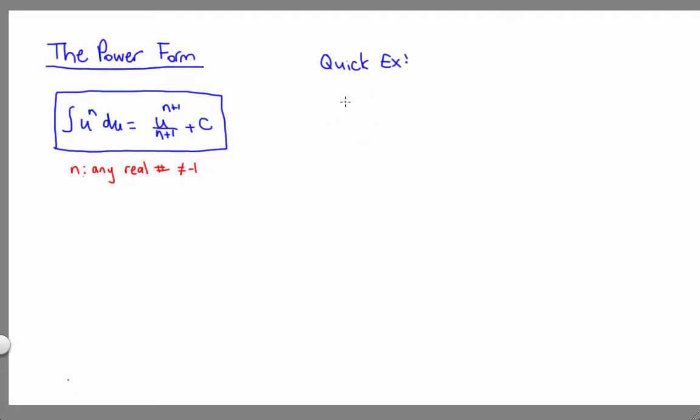So first quick example, if we wanted to integrate u to the 4th power with respect to u, we'd increase the power, it's now u to the 5th, divide by that new power, and add on a constant. Let's say we wanted to integrate u to the -7 with respect to u. We're going to increase the power. If it's a negative power, it'll become less negative, so it's u to the -6 now, and we want to divide by -6. So let's make that -1/6 times u to the -6, and we'll add on a constant.